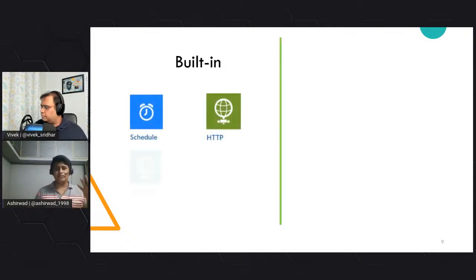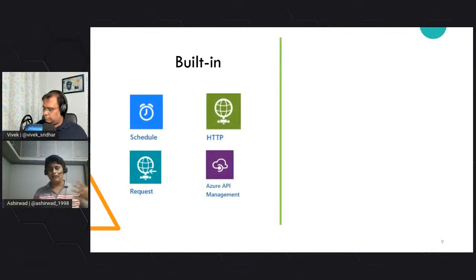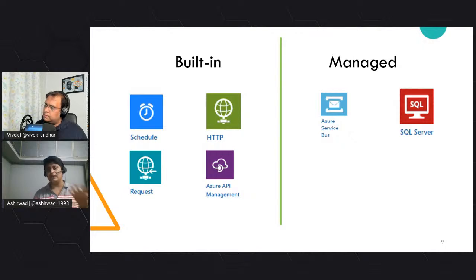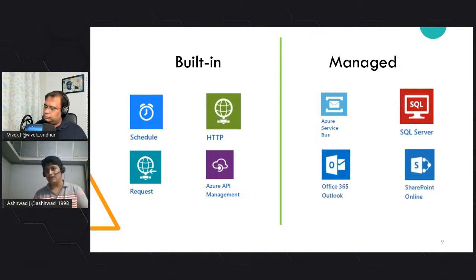So some examples of built-in connectors are the schedule one. Schedule trigger is basically a trigger which acts like a recurring trigger, and it runs every 5 minutes. We can configure the timing, the cron job expressions, like whether it needs to run every 5 minutes, 10 minutes, 1 hour, 6 hours. There's one for HTTP. So let's say that you want to start a workflow whenever you receive an HTTP request, HTTP post or put request. You want to do something, you can do that. There's one for request, there's one for Azure API management, and then we have the managed ones. So these are for Azure Service Bus, SQL Server, Outlook 365, SharePoint Online. So these are some of the examples.